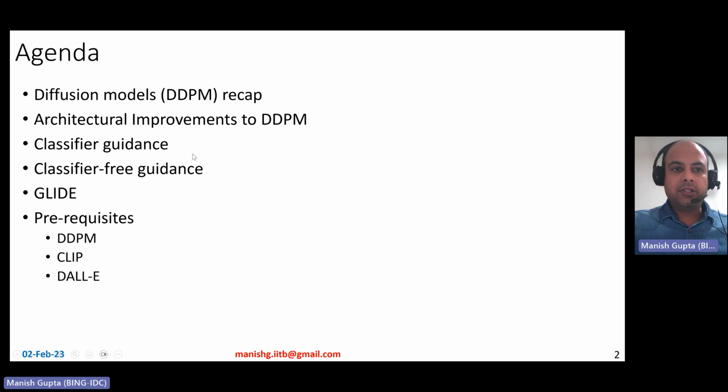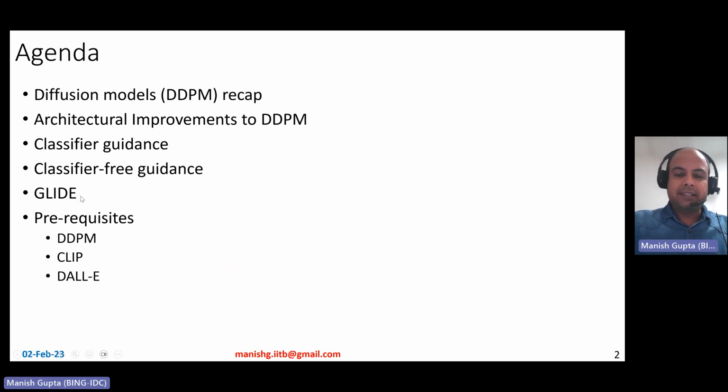I'm going to do a recap of diffusion models, specifically DDPMs. We'll talk about architectural improvements to DDPMs. I'll also talk about classifier guidance and then classifier-free guidance, and then talk about various aspects of Glide. How is Glide trained? How can Glide be used, and so on. Why is Glide important, and so on.